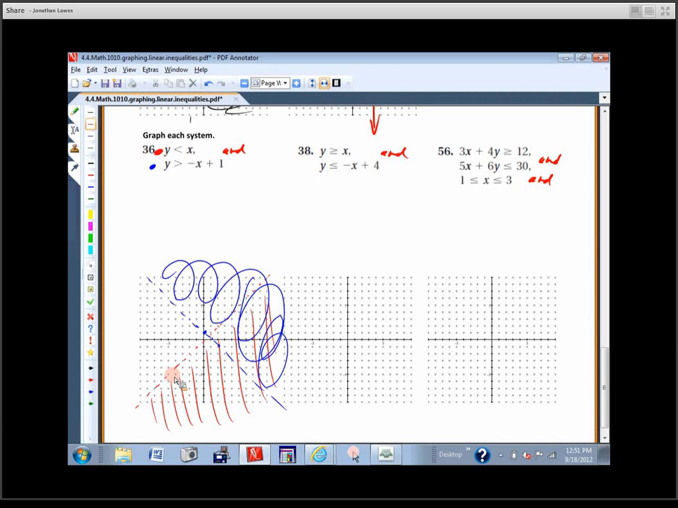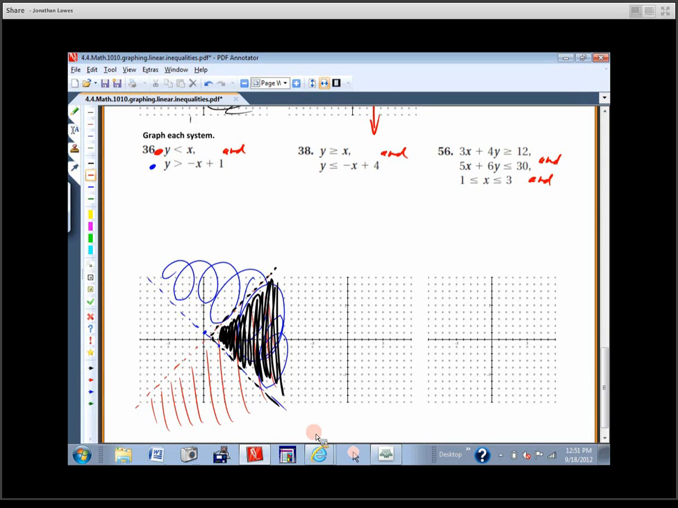If you want points that work in both, it's got to have both types of shading, so that's going to be this area right here. So what I'm going to do is I'm going to grab this. Now, the borders are really important. This border is dotted. This border is dotted. And this is where it has both types of shading, so this stuff right here is the answer.